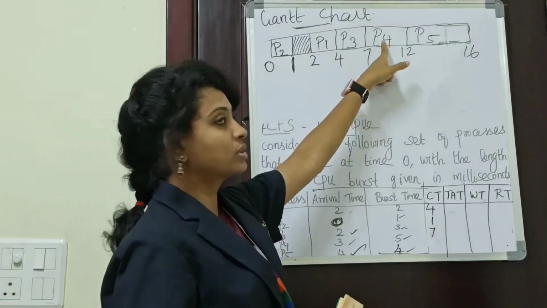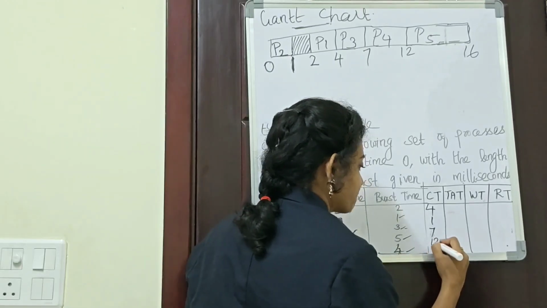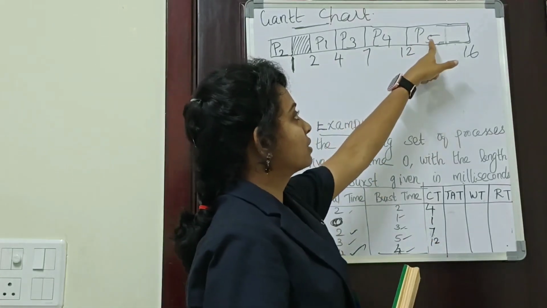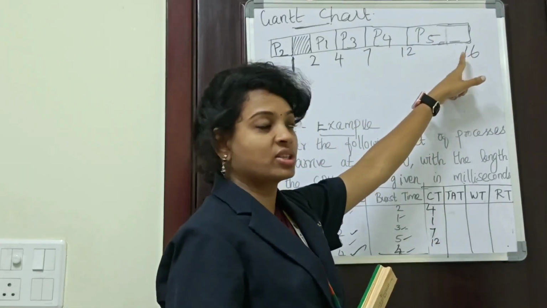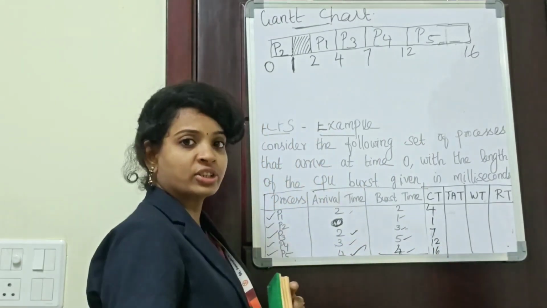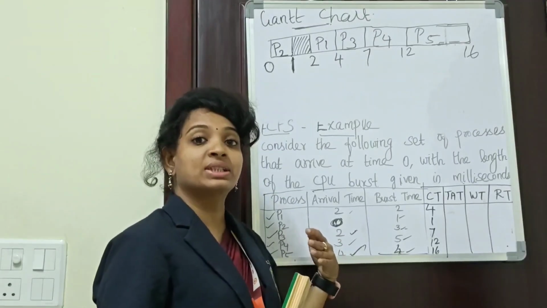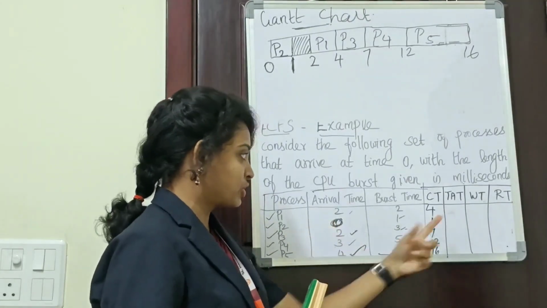And P4 completes its execution at 12, so you write 12. P5 completes its execution at 16, so you write 16. So the completion time is the time at which each and every process completes its execution.